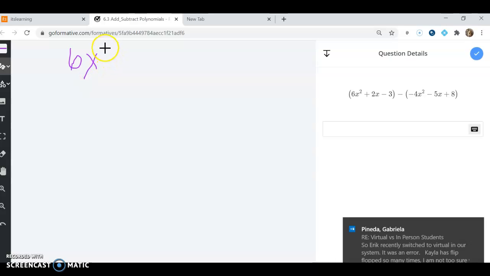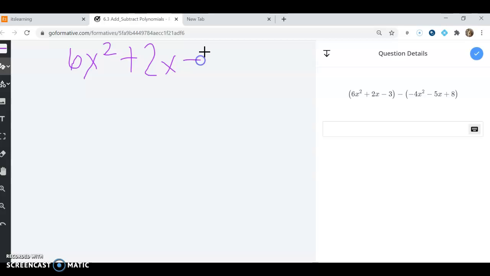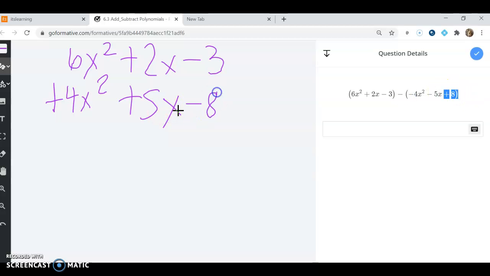So it's 6x squared plus 2x minus 3. And then there's this negative in front. So a negative times a negative 4x squared is a positive 4x squared, because a negative and a negative makes a positive. Negative times a negative 5x is a positive 5x. And then negative 1 times a positive 8 is negative 8.